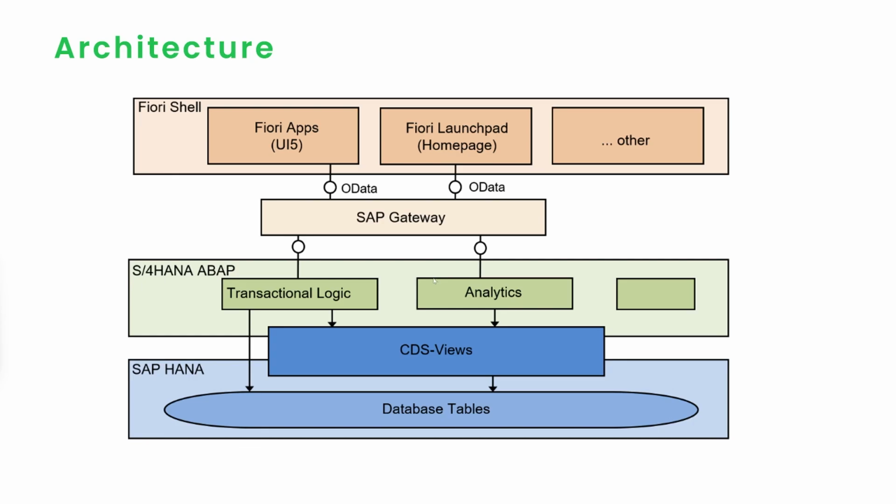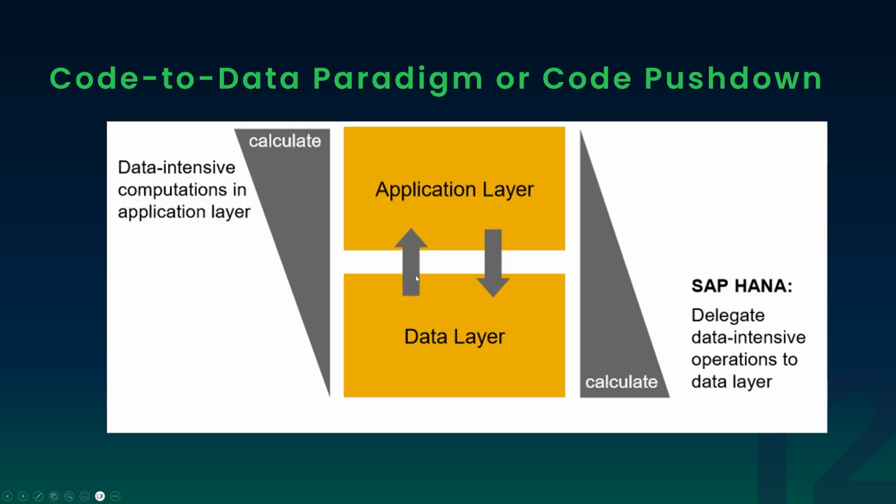So let's talk a little bit about the code-to-data paradigm, or code pushdown. What is that? Earlier, you can see there was the data layer and the application layer. All calculations needed to be done in the ABAP layer, so each and every time it went to the data layer to connect to the data. That is the reason sometimes some performance issues may happen.